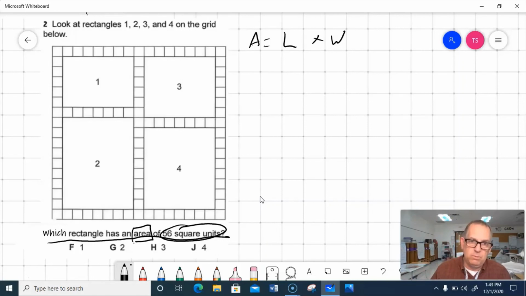So what is the length and width of rectangle 1? That's correct. Remember, the length is going to be right here, 1, 2, 3, 4, 5. And the width is 1, 2, 3, 4, 5, 6, 7. So what is 5 times 7? That's correct. 5 times 7 is 35. We know our 5 facts real well, and that's going to be 35 square units.